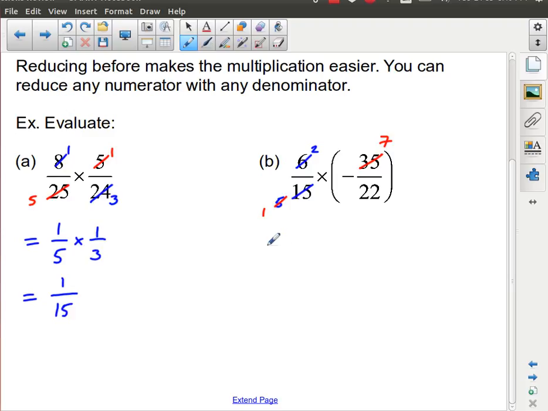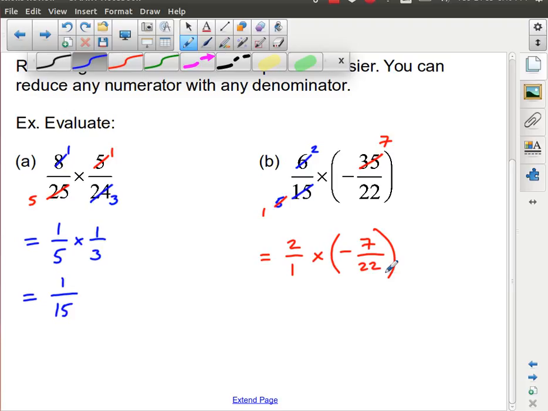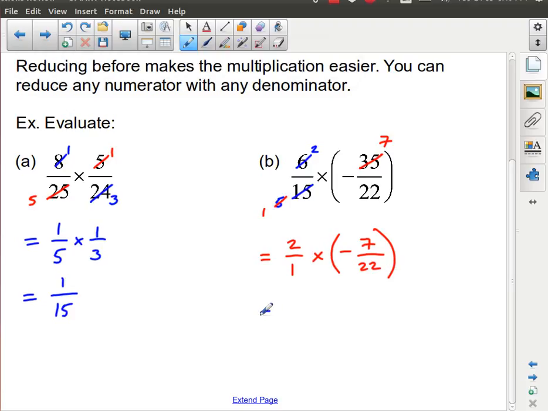So I'm going to just write this out again just to show us what we have in the end. That means that what we really have here is the equivalent of 2 over 1 multiplied by, and instead of negative 35 over 22, I have negative 7 over 22. I've reduced this as far as I can, so now I just go ahead and do my multiplication. Normally I would go straight down to here. I wouldn't write out this extra line, but you can if it makes you more comfortable. Helps you keep track of things.